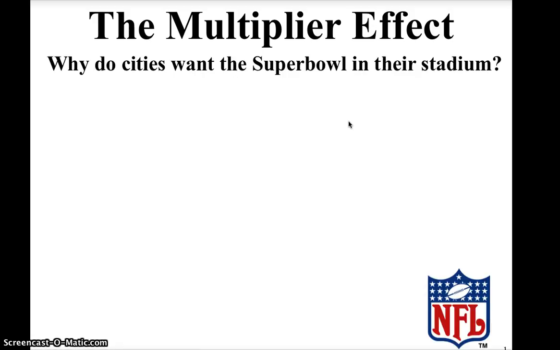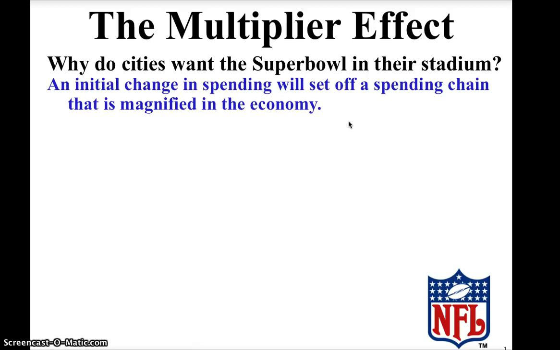So start off by asking yourself a question. Why do cities want the Super Bowl in their stadium? If you think about that for a second, you might come to the conclusion that, hey, a lot of people come to visit the Super Bowl. 50 to 100,000 people come to go to the game. They usually come for longer than one day, and they usually spend a lot of money. So an initial change in spending will set off a spending chain that is magnified in the economy.